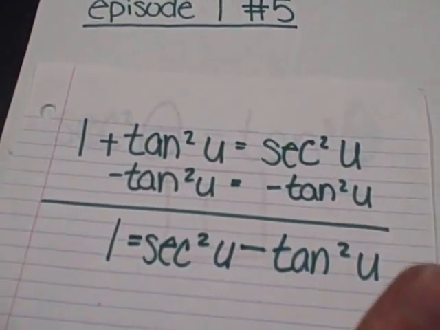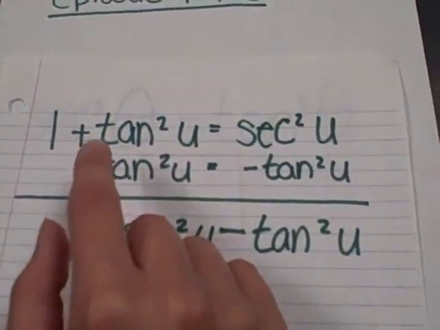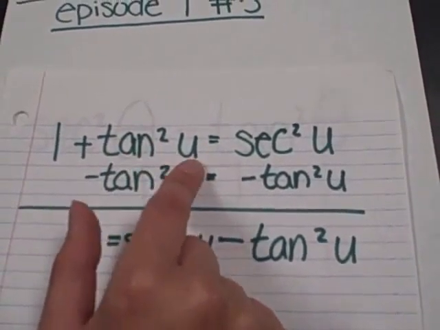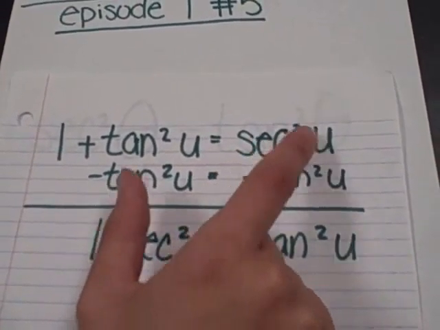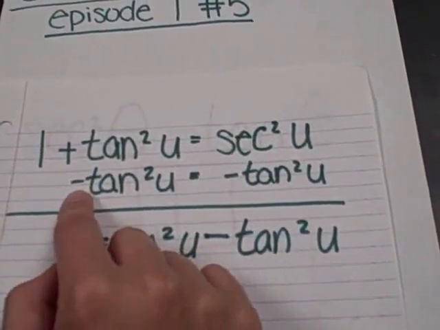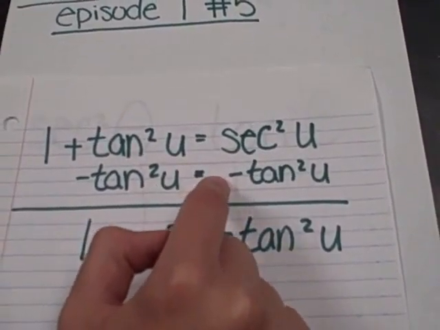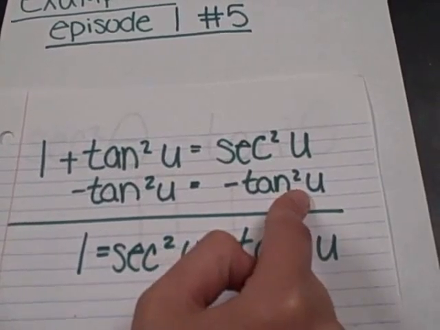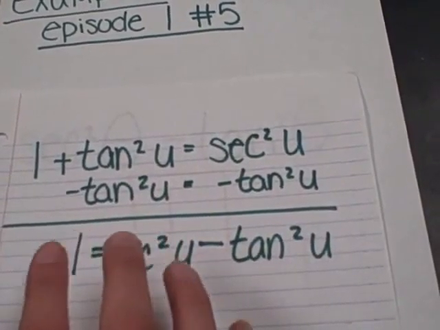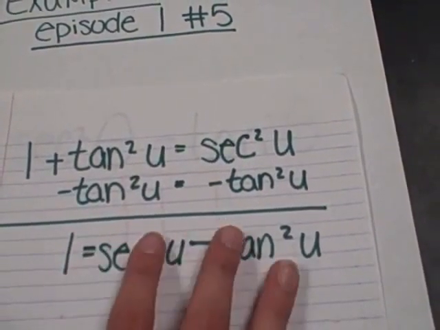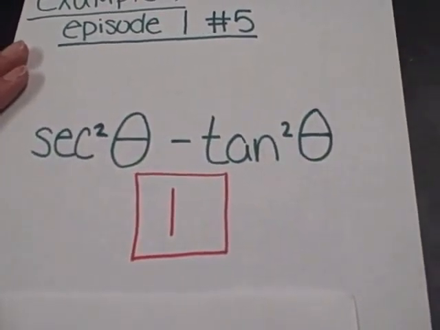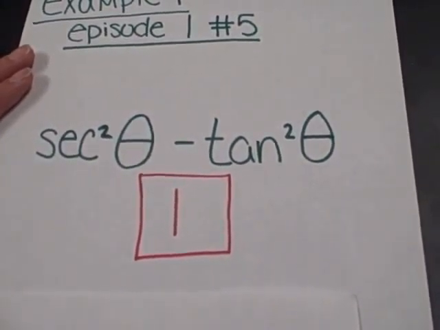When you rearrange this identity, you have 1 plus tangent squared u equals secant squared u, and you subtract tangent squared u, which equals secant squared u minus tangent squared u. And that equals 1, which is basically your problem. So the answer to this problem is 1.